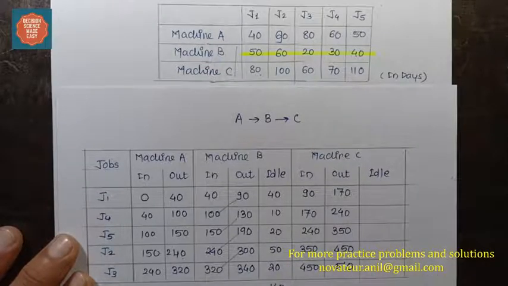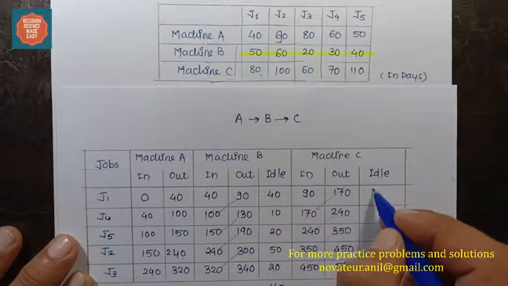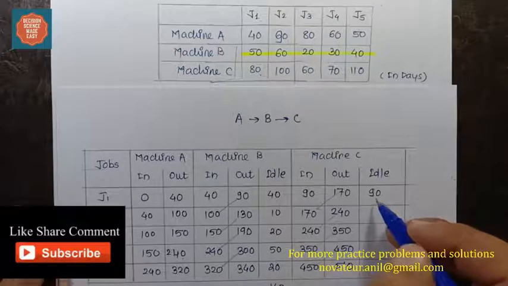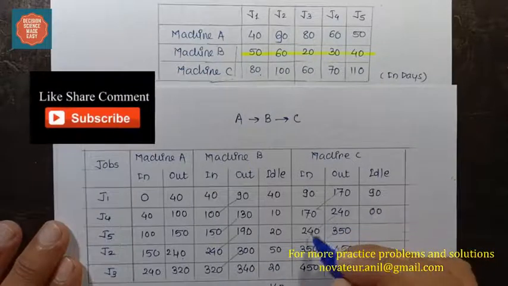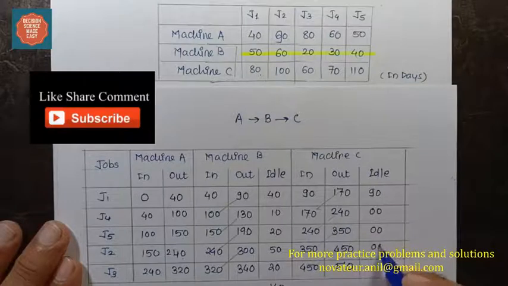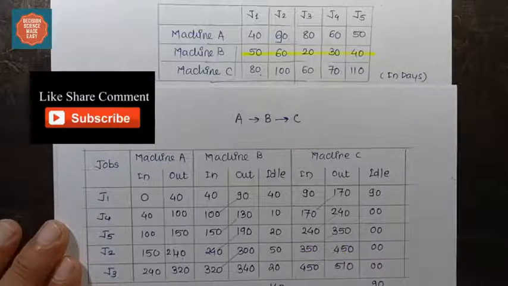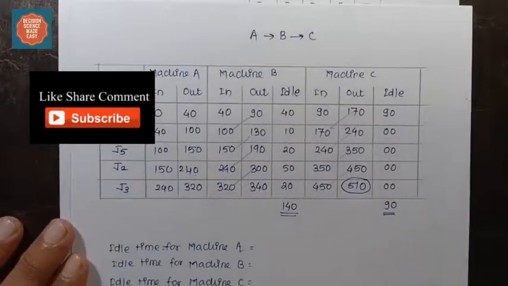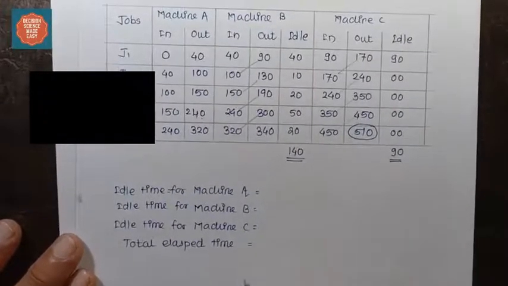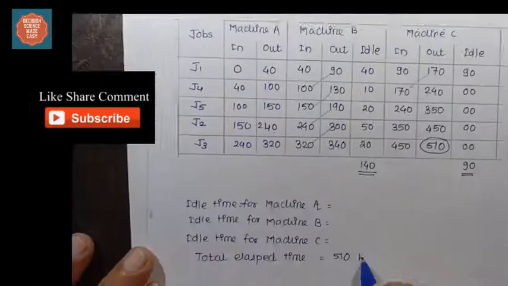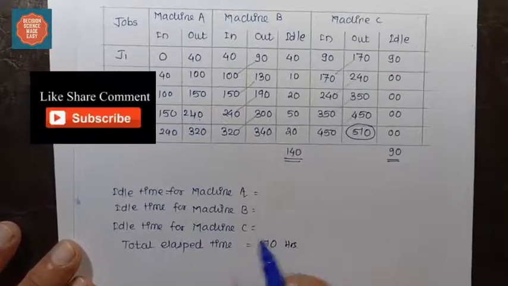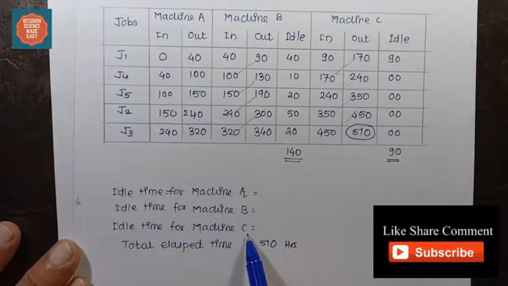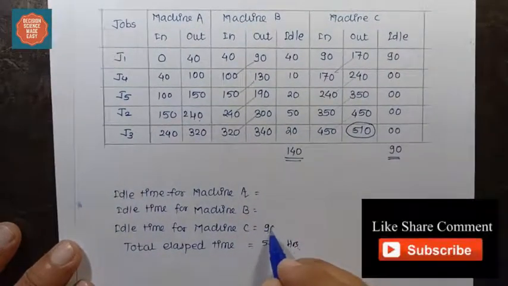Similarly with this, I'm going to check the values diagonally. The first job it will get at 90 minutes, so idle time is 90, followed by 0. Here no difference, 0, here no difference, 0, here no difference, 0. So this is nothing but 90. So the total elapsed time is nothing but this value. The total time required to complete and finish the given task is nothing but 510 hours or minutes, whatever the unit is given. The idle time for machine C is nothing but this, that is 90.